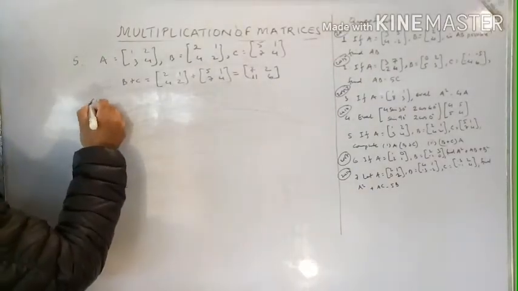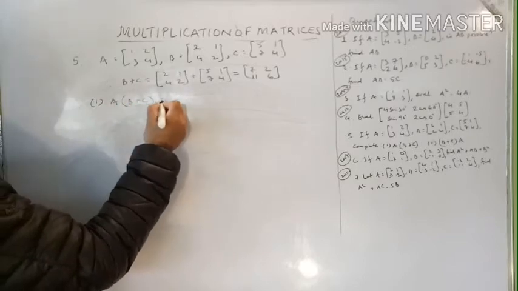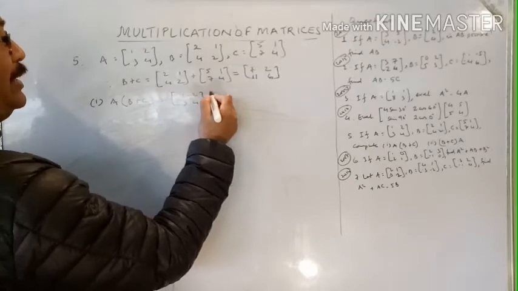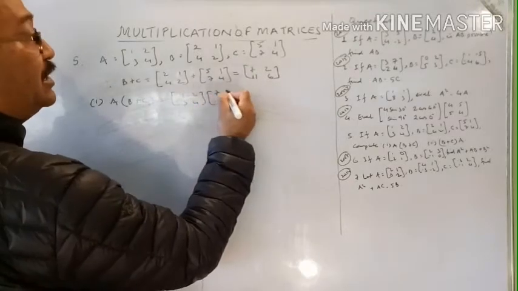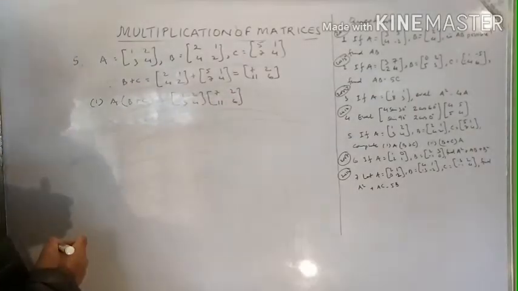Now you take part 1. So A into B plus C. That means A is 1, 2, 3, 4 and B plus C we got here is 7, 2, 11, 6. Okay, so now multiply.